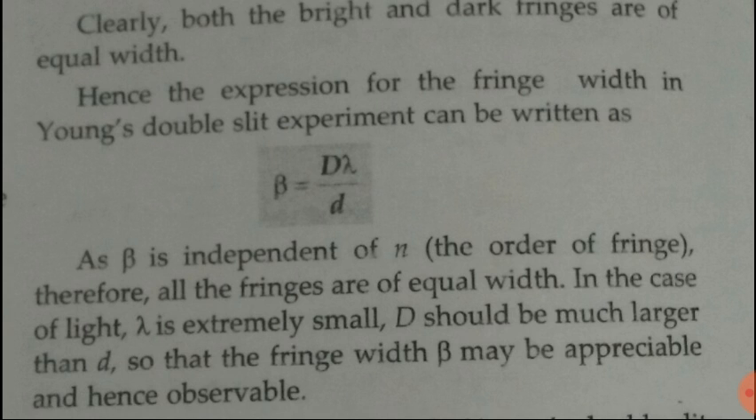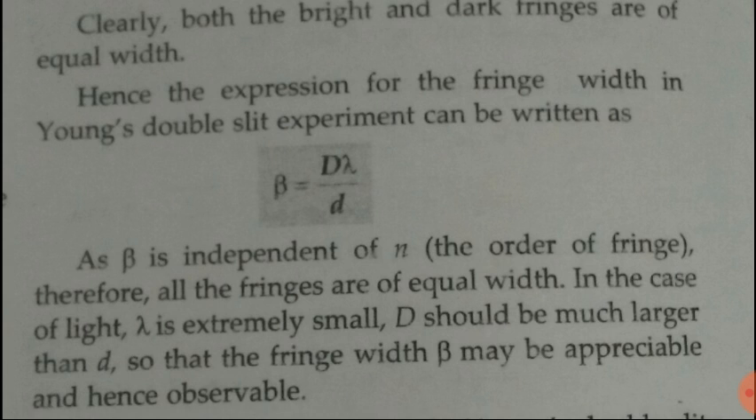So at whatever position a fringe is, the width will be the same, that is D lambda upon d. If lambda, the wavelength, is very small, then capital D should be larger. Capital D should be much larger than small d, so that the fringe width beta may be appreciable and hence observable. If we want to see a clear interference pattern, the value of beta should be large.